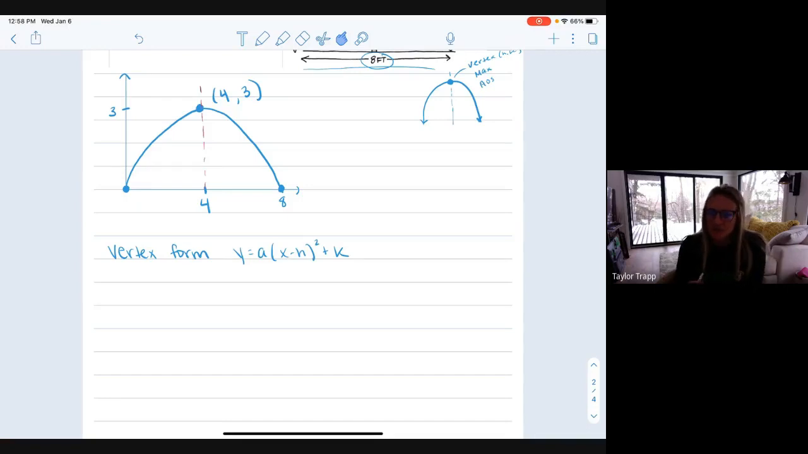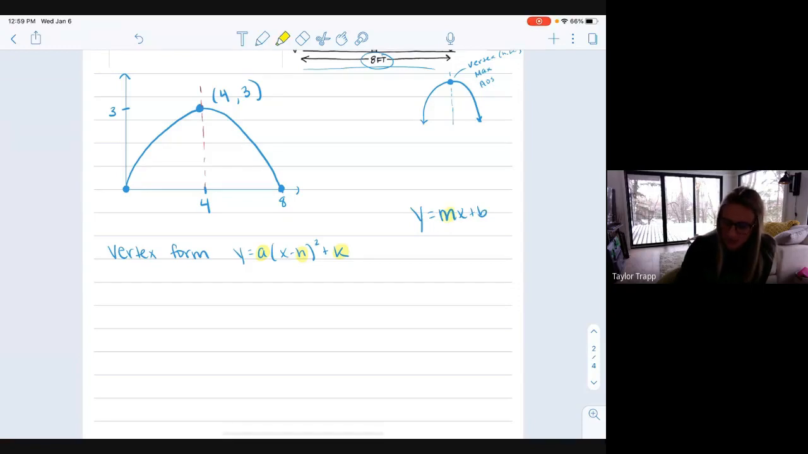Okay, so we've got vertex form. And I'm going to write out these steps for you, so if you try one of these problems on your own, you'll be able to reference this and have the steps. So when you're writing an equation, you need to find an A, H, and K, right? If I were to tell you write an equation y equals mx plus b, you would fill out the m and the b, right? Same idea.